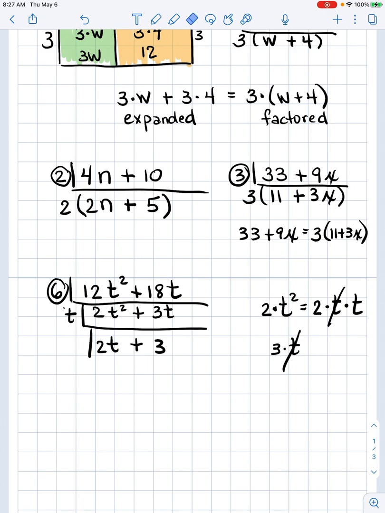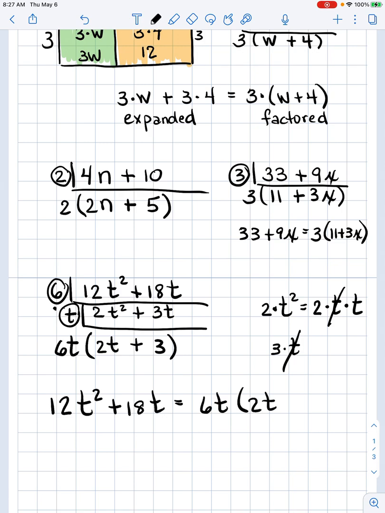Okay? Well, I don't want to do that because now I'm done. Now 2t and 3 have nothing in common, so I'm done. I'm going to put my parentheses around it. And now, what am I going to multiply it by? Well, I'm going to do just like I would if these were numbers. I'm going to multiply the two factors together, 6 times t. That's going to be 6t. So my equivalent expressions are 12t squared plus 18t equals 6t times 2t plus 3. And that's the way we factor with the distributive property using upside down division.